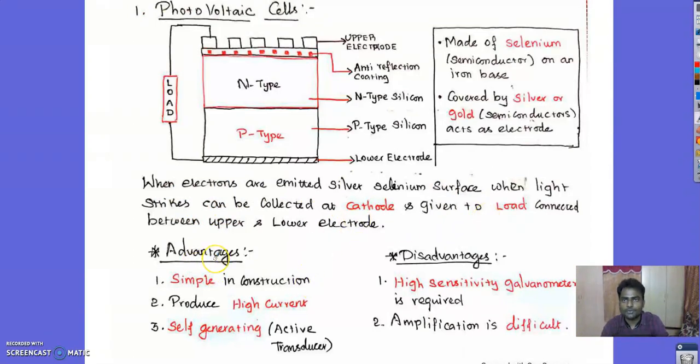The advantages of the photovoltaic cell are that it is simple in construction, it produces high current, and it is an active transducer. It does not require any external source for the operation of the transducer. Coming to the disadvantages, a high sensitivity galvanometer is required, and another disadvantage is that amplification of the output signal is very difficult in the photovoltaic cell.